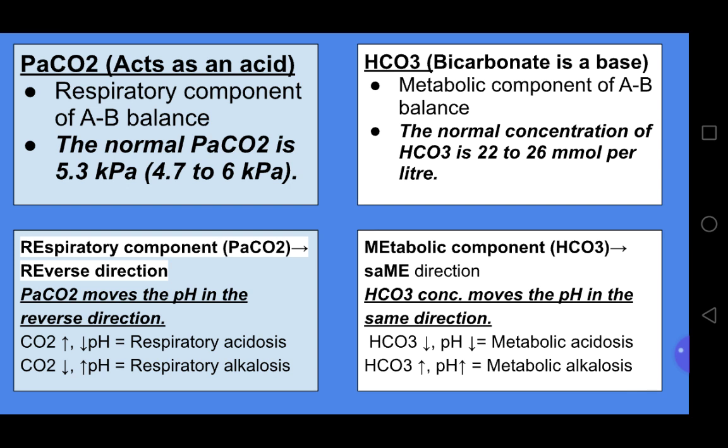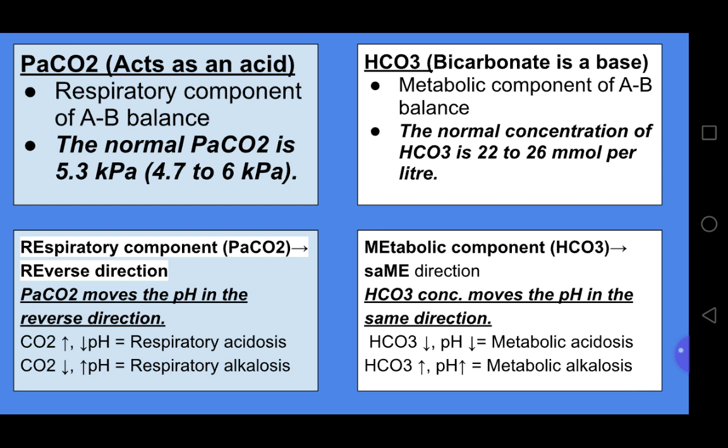And this respiratory component or PaCO2 has a reverse link with the pH. So when partial pressure of carbon dioxide increases in the plasma, pH goes down, and this is called respiratory acidosis. And when carbon dioxide concentration decreases in the blood, then blood pH goes up, and this is called respiratory alkalosis.